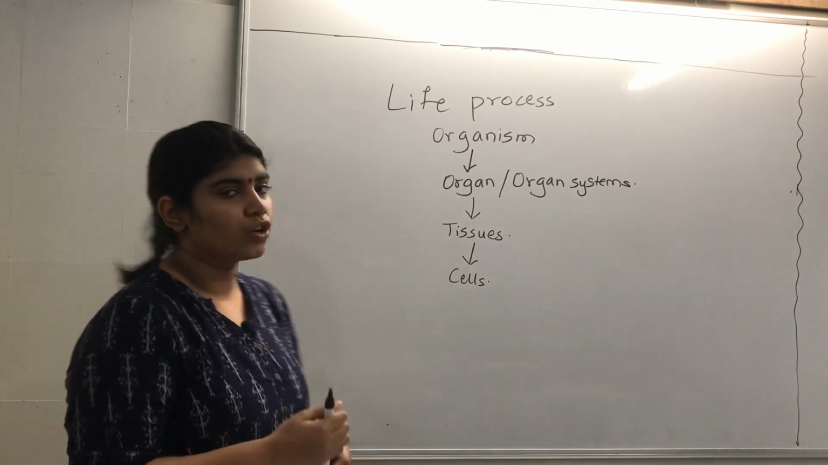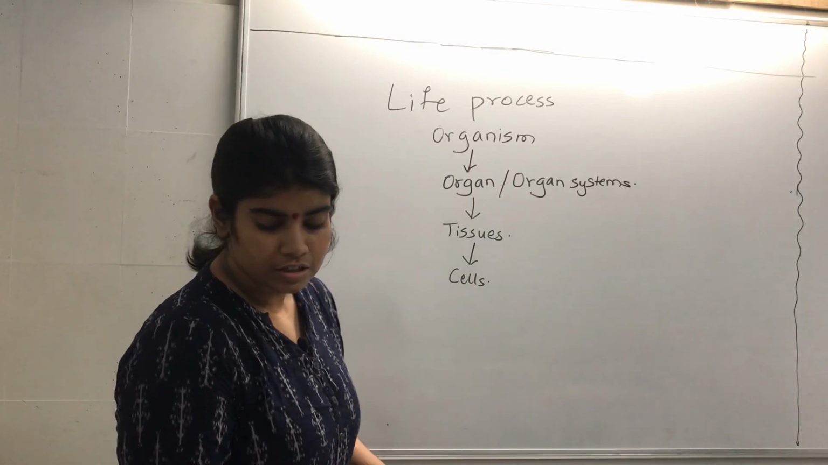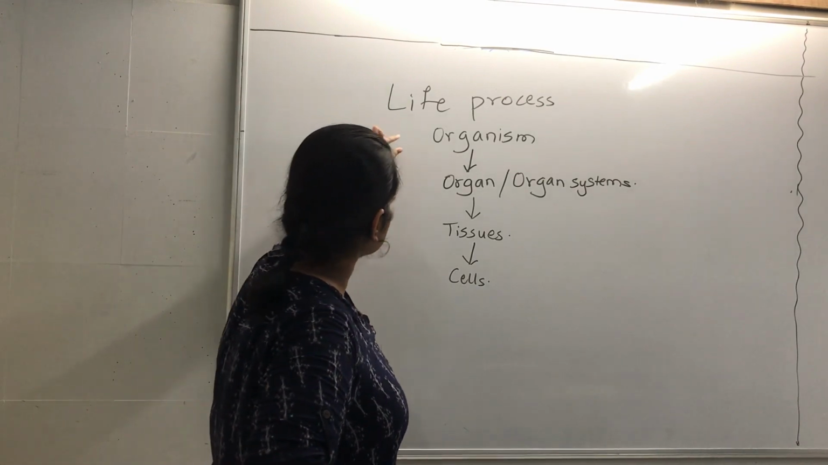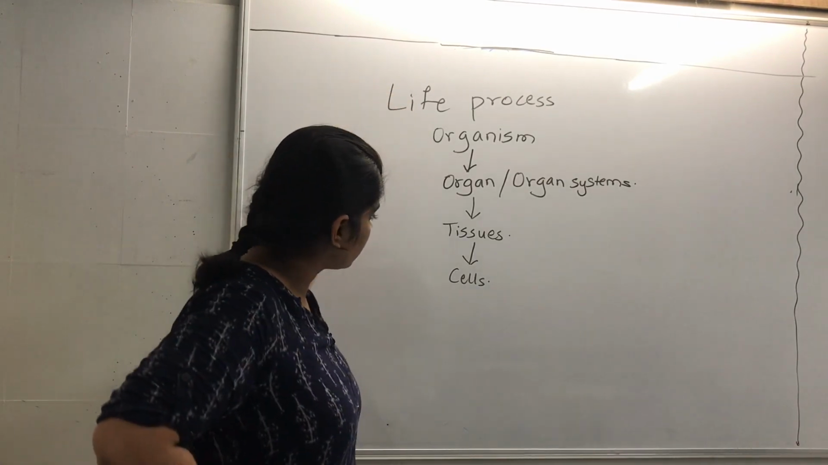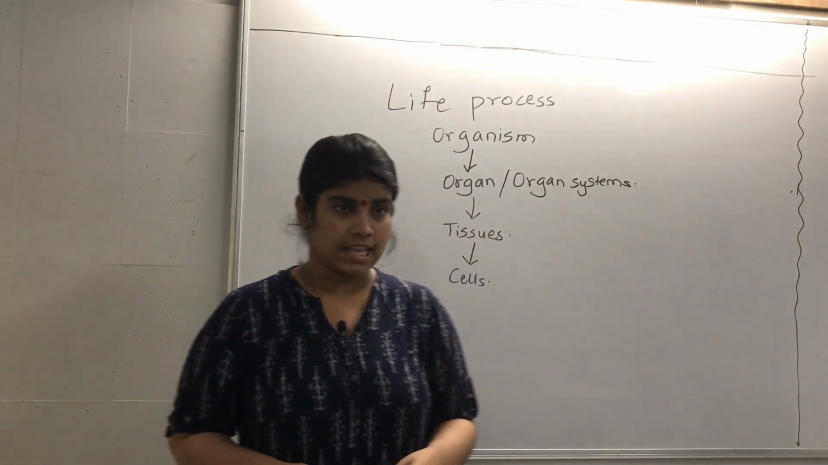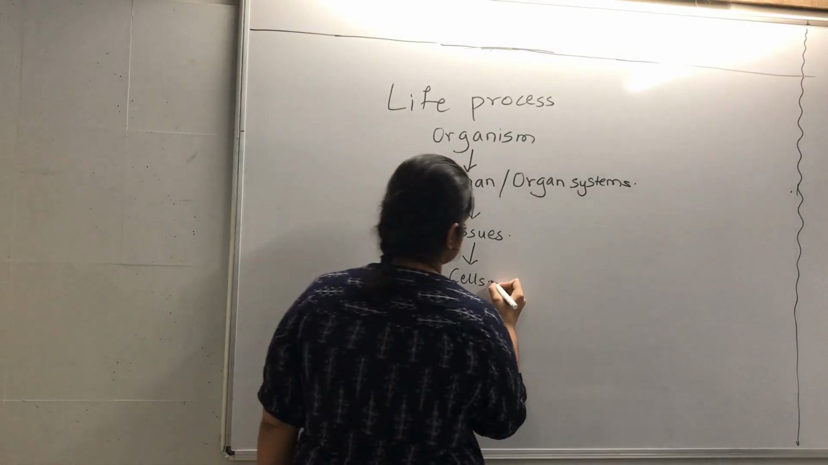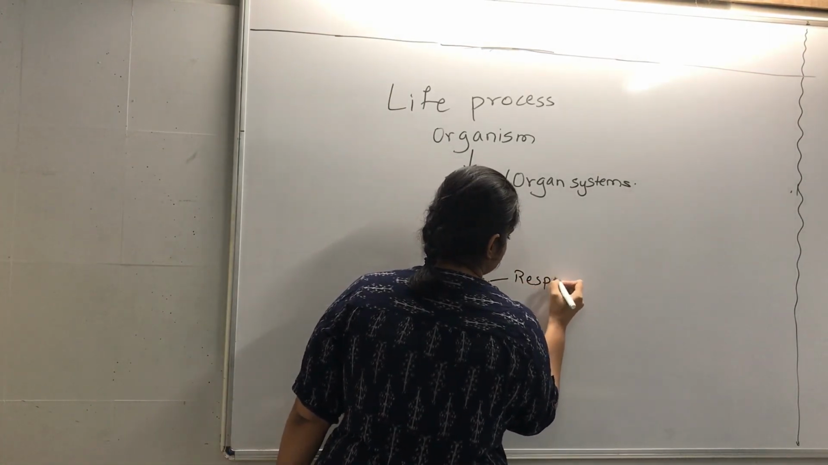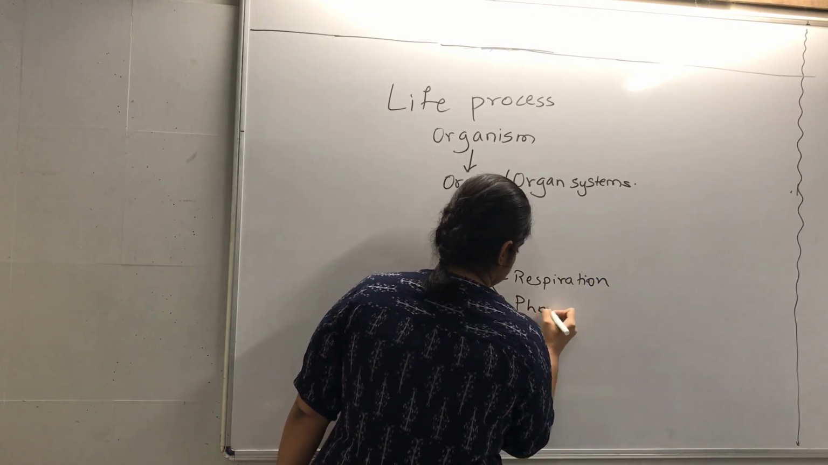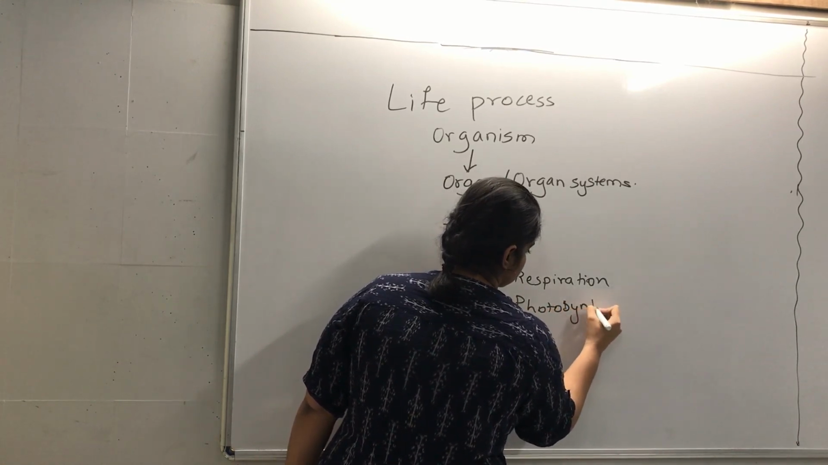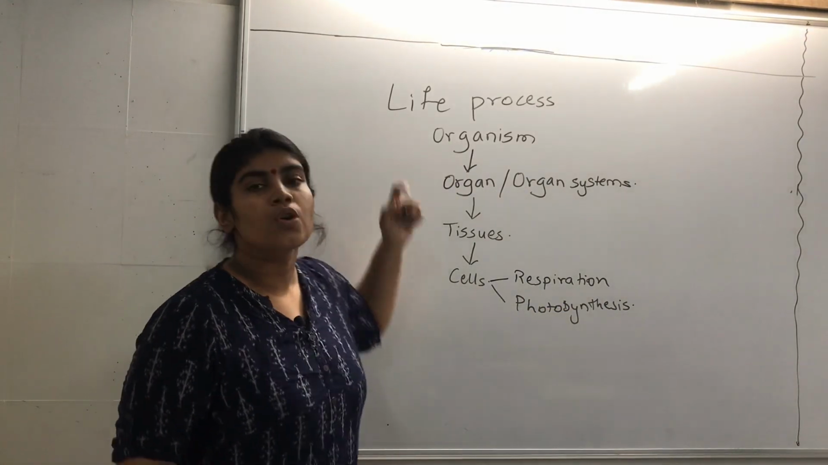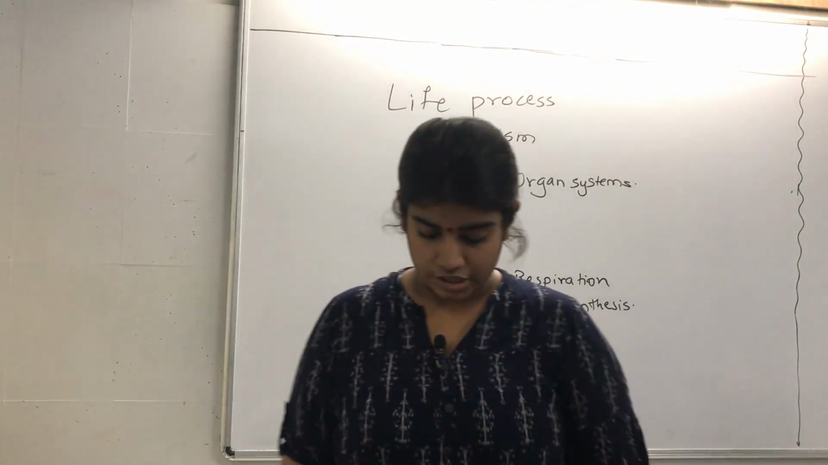Now why am I telling you all this? It is because we need to learn life processes, and to learn life processes, we need to learn the processes that happen right from the organism up to the cells. So what are the processes that happen in the cell? The cellular processes such as respiration and photosynthesis, along with the processes which are more complex as you move on to an organism.